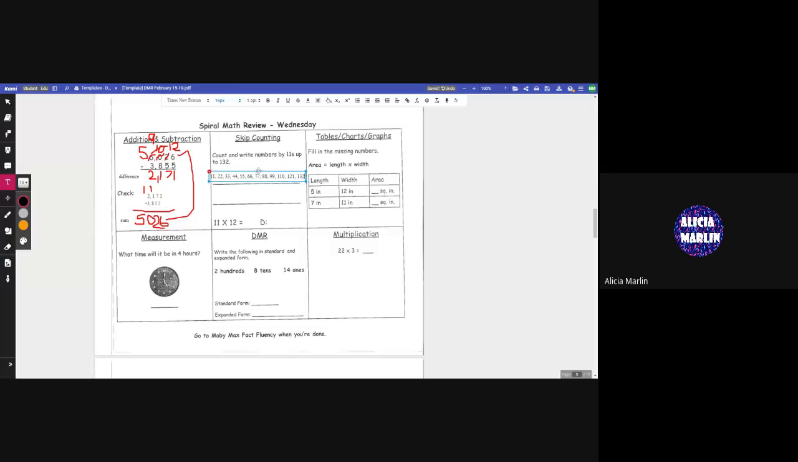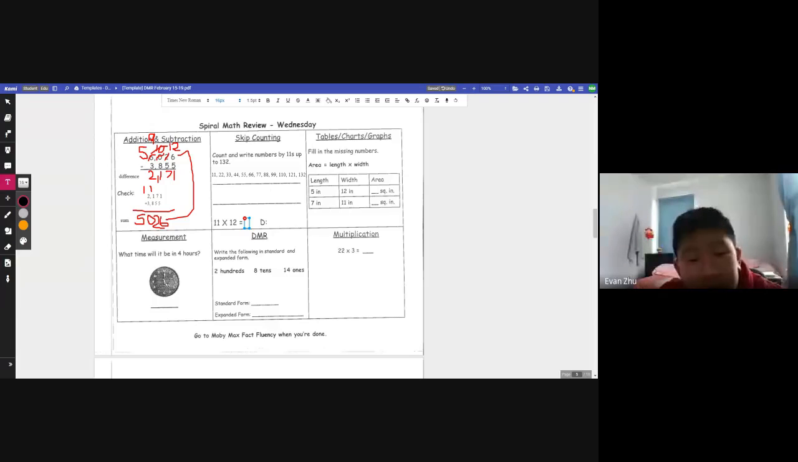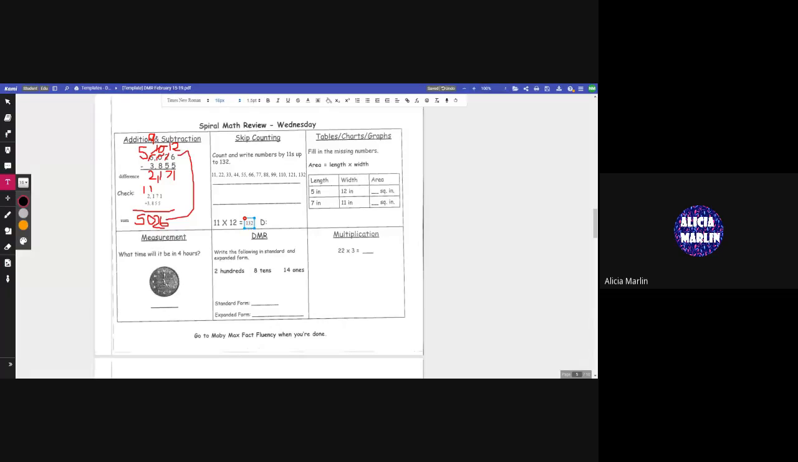All right. Looking at that counting, what is 11 times 12? Evan? 132. Very good. And who can tell me what the related division fact is? 11 times 12 equals 132. What would be a related division fact? Gary, can you tell me?